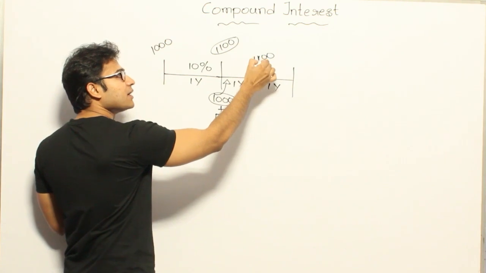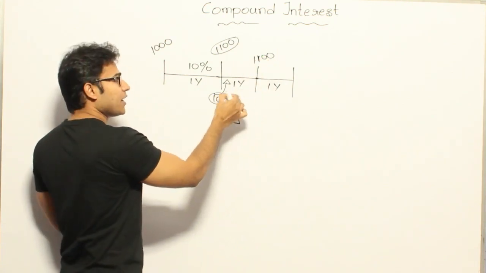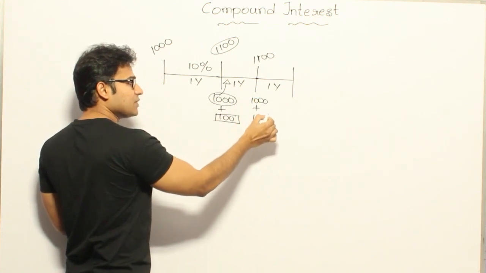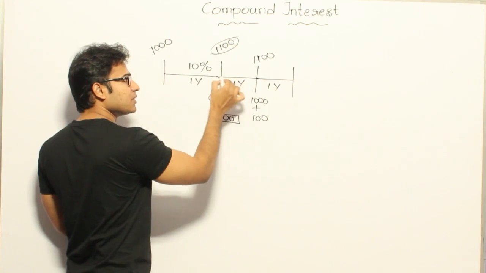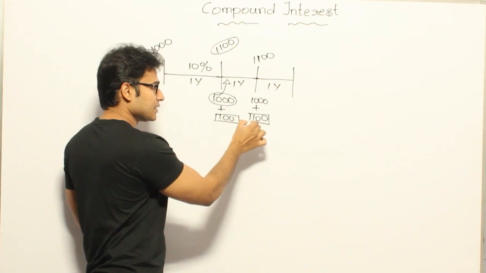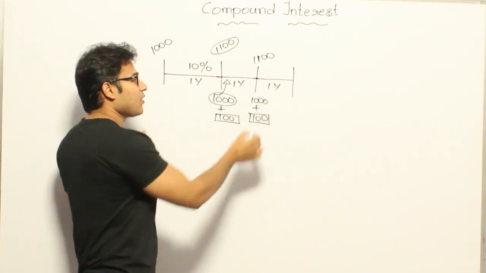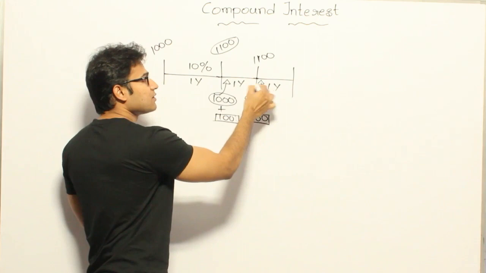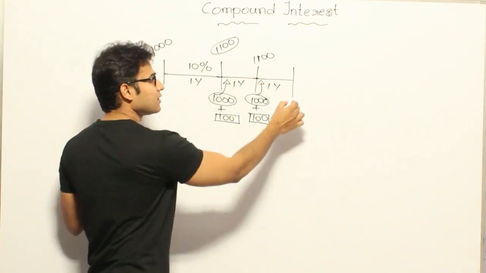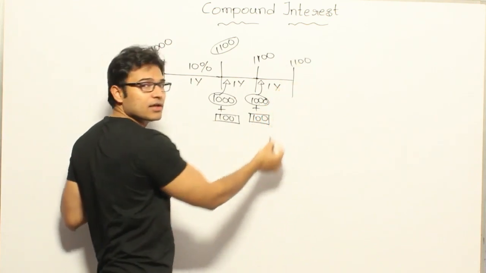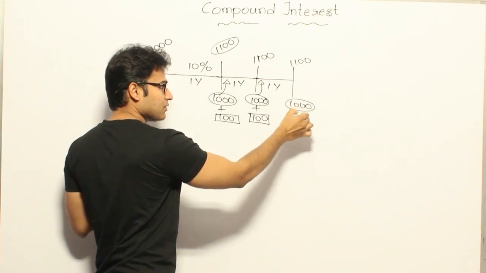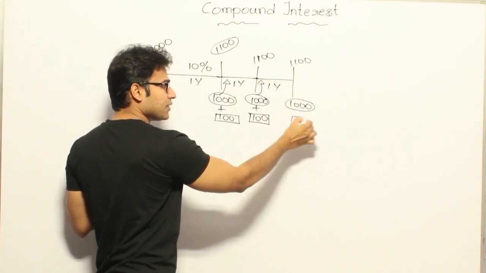Now what does this 1100 contain? Two parts. One is your actual investment, which is 1000, and the other one is the 100, which is the simple interest earned over the second year. Therefore this is going to be the simple interest and this is going to be the principal. Now again this principal is going to be reinvested, but this interest is not going to be reinvested. Now what are you going to get here? Again 1100, which means it contains two parts: your initial amount 1000 plus the simple interest, which is 100.